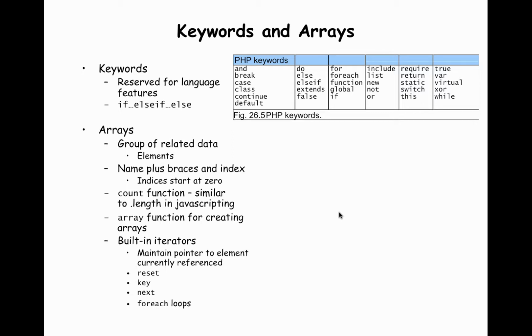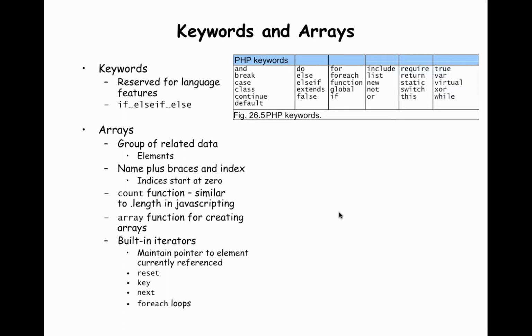So let's now talk about keywords and arrays. Keywords, as you know, are words that are reserved for specific languages, right? So for instance, in PHP, if you want to write an if statement, it would be if, and then if you had an else with another condition, then elseif with no space between else and if, followed by else. Okay, and this little table over here, figure 26.5, gives you a list of many of the PHP keywords.